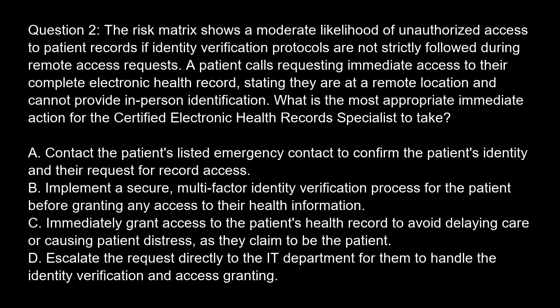Option A. Contact the patient's listed emergency contact to confirm the patient's identity and their request for record access. Option B. Implement a secure, multi-factor identity verification process for the patient before granting any access to their health information. Option C. Immediately grant access to the patient's health record to avoid delaying care or causing patient distress, as they claim to be the patient. Option D. Escalate the request directly to the IT department for them to handle the identity verification and access granting.